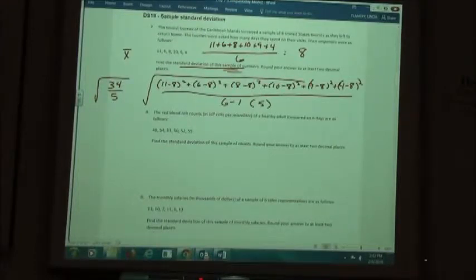So we just started with the top part. We're just doing this top part here. We're not worried about the square root yet. I did all that. Okay. This part is what I'm getting.